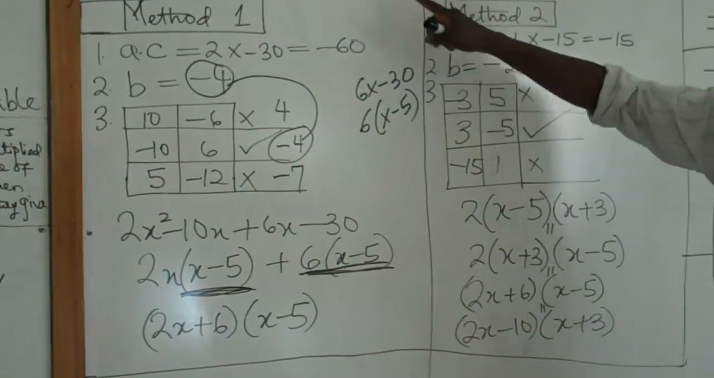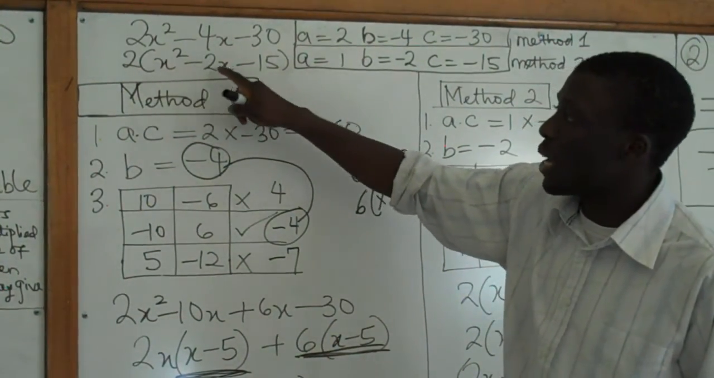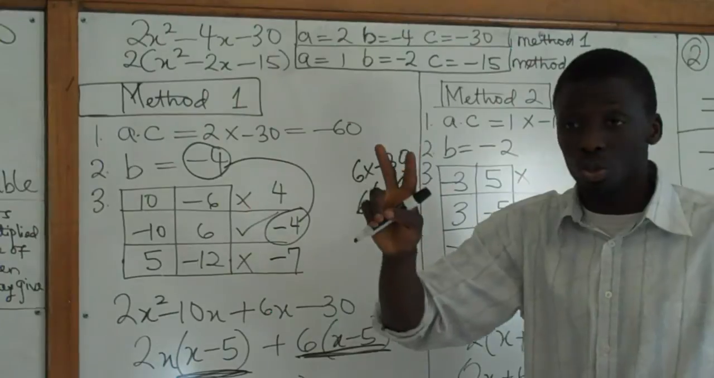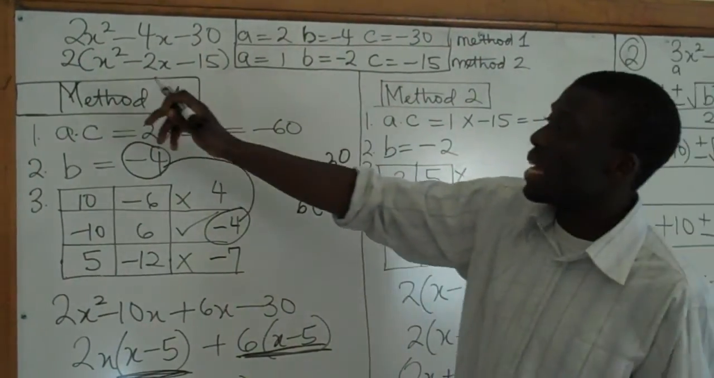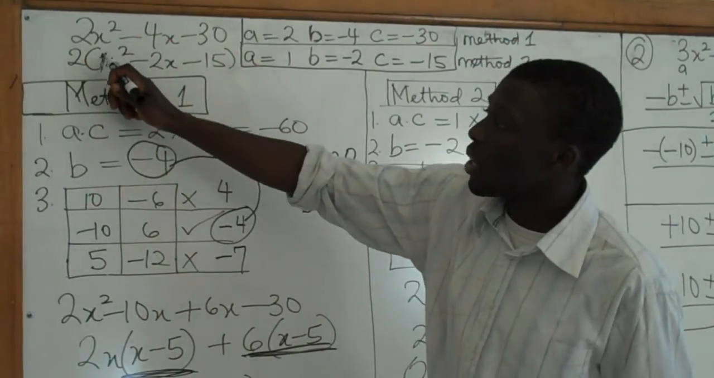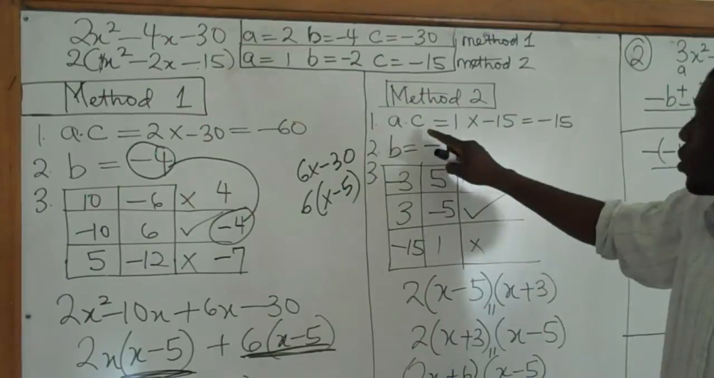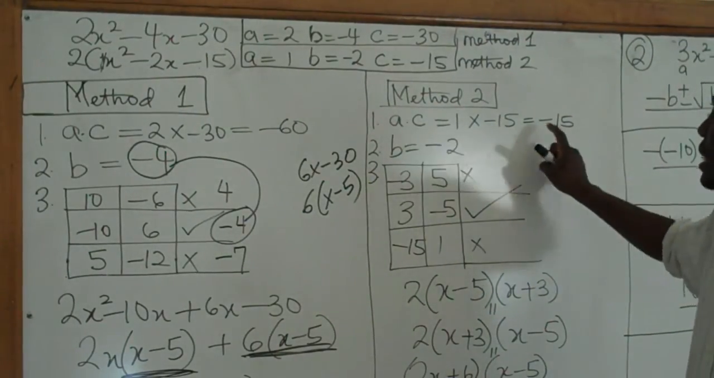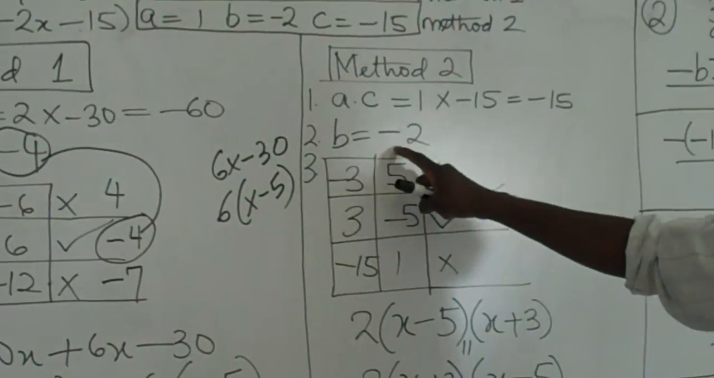Now method 2. I took out the 2 from the beginning so that I rewrote it as 2 into x squared minus 2x minus 15. This is method 2. And now all I simply do is find my AC. My A is a 1 because it's the coefficient of x squared. My C is a negative 15. So using the AC method, AC is negative 15 because we have 1 times negative 15. B is negative 2.